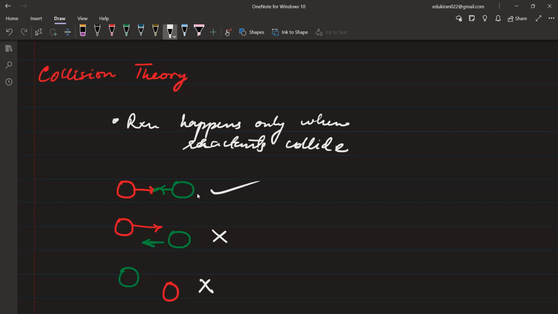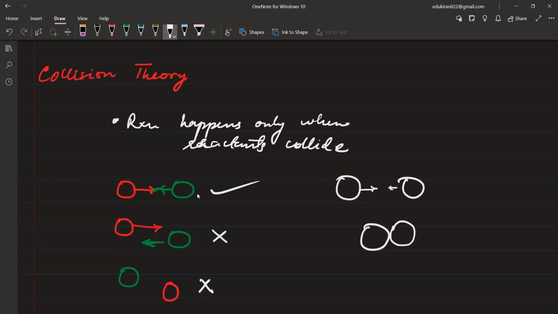Now let us also imagine what happens if we have two reactant molecules like this. They come into contact, and they just touch very slowly. Then what will happen? The reactants will not form products because they're not touching with enough energy.